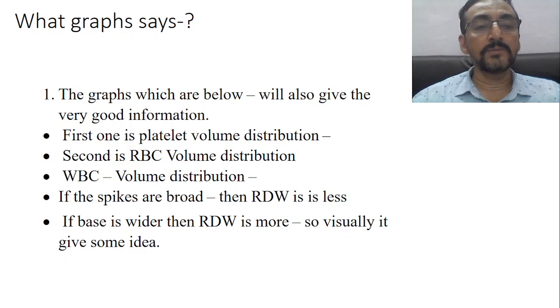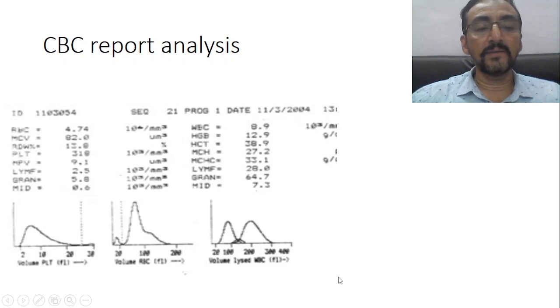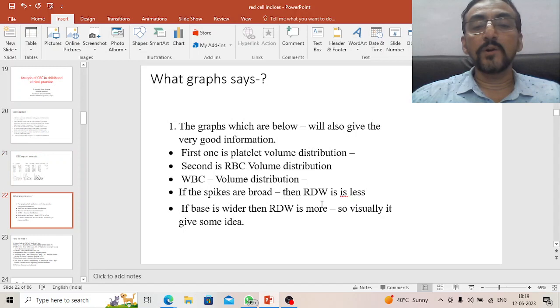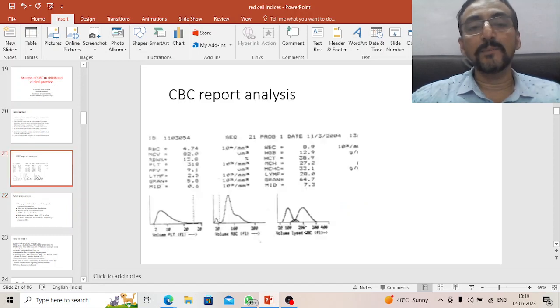Okay, volume distribution. Now if the spikes are broad, just as given here, then it suggests that RDW is less. If the spike is broad, it means the red cell distribution here is less. If the base becomes wide, it means the red cell distribution is more.